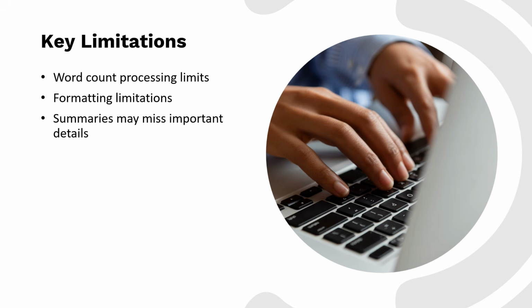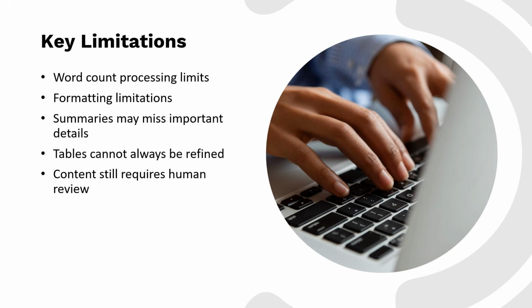So it might miss certain nuances with your prompts or detailed information. So this can require a manual review. Tables cannot always be refined. So Copilot sometimes has some issues in terms of going back to a table and editing it or adding to it or modifying it, especially with tables that are previously generated. And the final limitation here is that content will still require human review to check the personal tone. So be prepared to refine the output for accuracy.